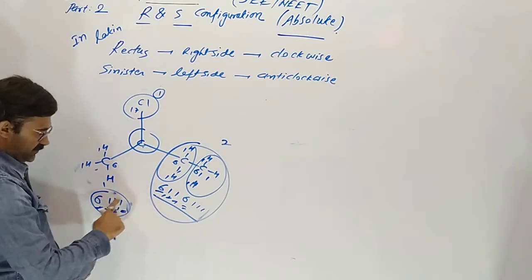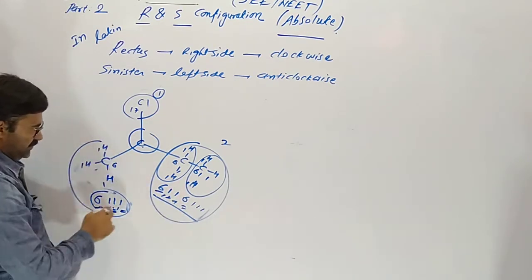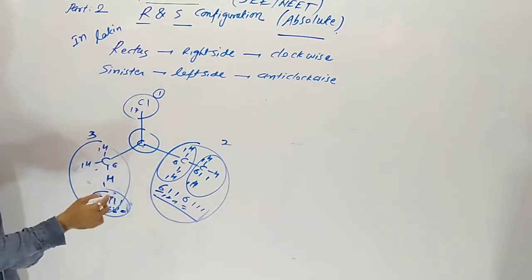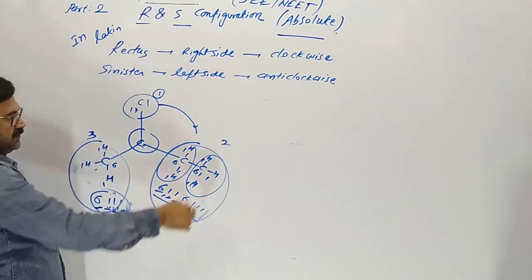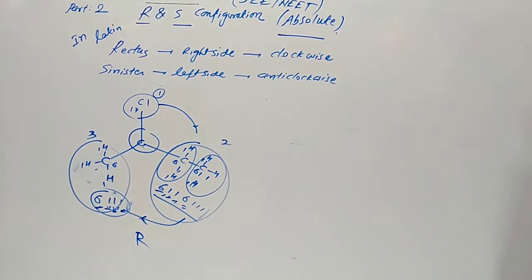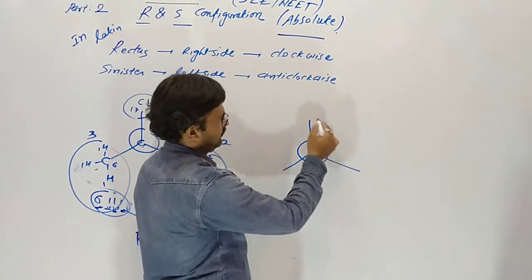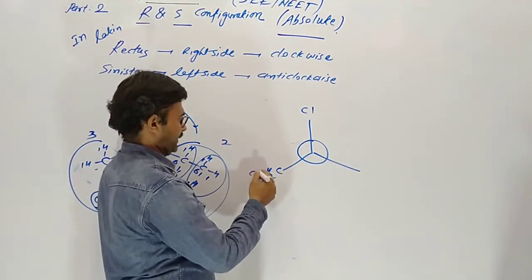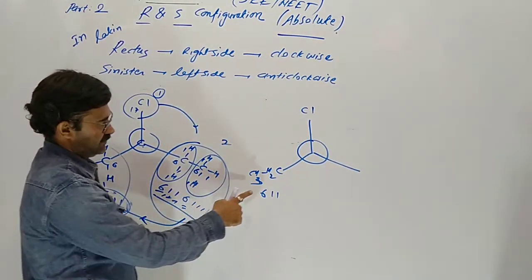First digit is the same, the second same, the third is 6, 2 and 3. Hydrogen is behind the carbon. Here 1, 2, 3. We are moving clockwise. This is R configuration. Suppose here is chlorine, here is ethyl. It is written like this, but the code should be in sequence.